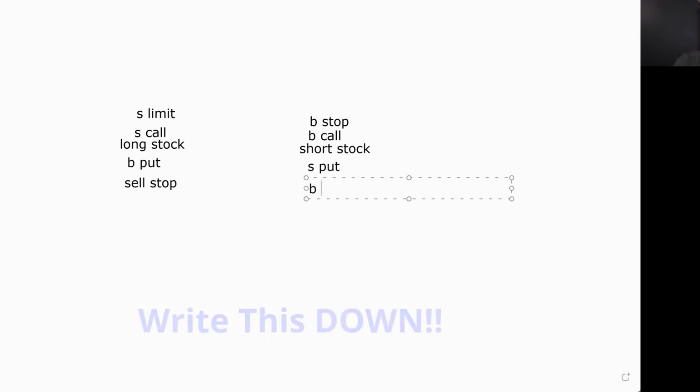If you're short stock, and again, I know I already did this, but I like to have it more than once. If I'm short stock, I'm bearish, so I can only do bullish options. If I want to protect, I buy a call. If I want to add income, I'm going to sell a put. If I want to protect myself also, I can do a buy stop. And if I want to take a profit, I can do a buy limit.